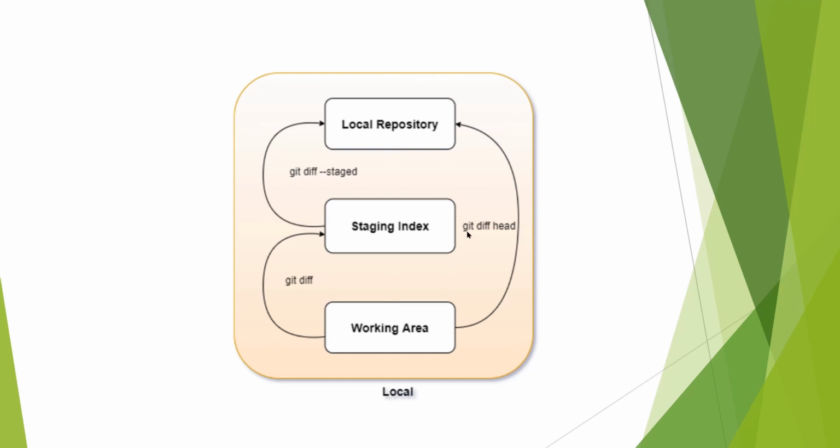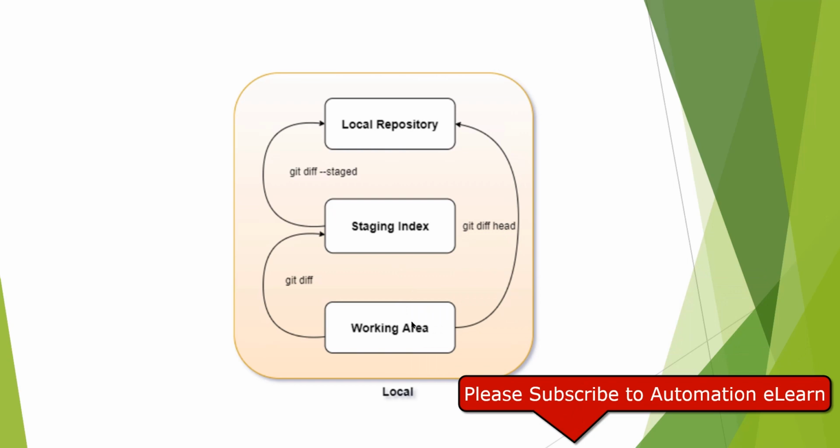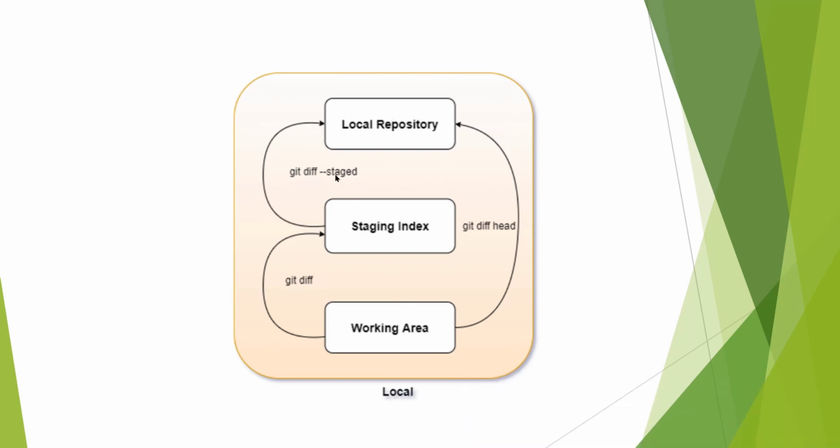So for that purpose, we use the git diff HEAD command. These are the three different flavors of git diff. For the first two stages, we just need to mention git diff. Between staging index and repository, we have to use git diff with the staged flag, and between working area and repository, we have to use git diff HEAD.